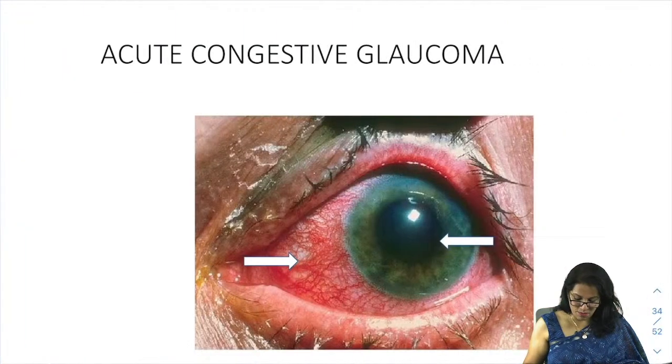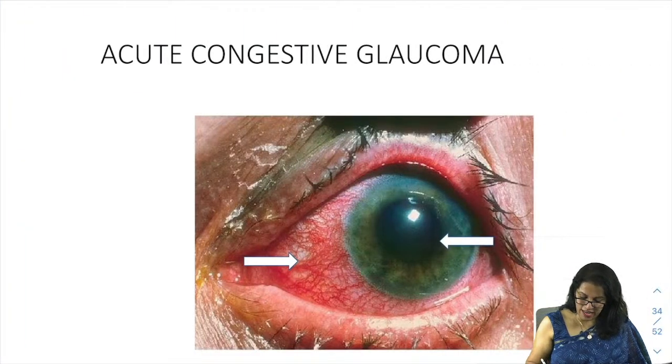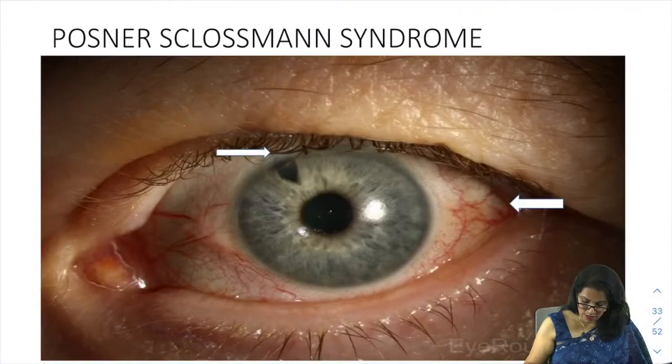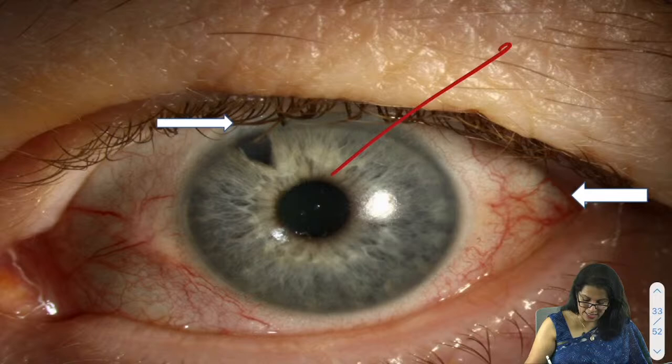Okay. Not much is left. So this is your acute congestive glaucoma. If you see this patient, it's a red eye, corneal edema and so on. Mid-dilated, vertically oval pupil. Look at this one. It is not dilated at all.